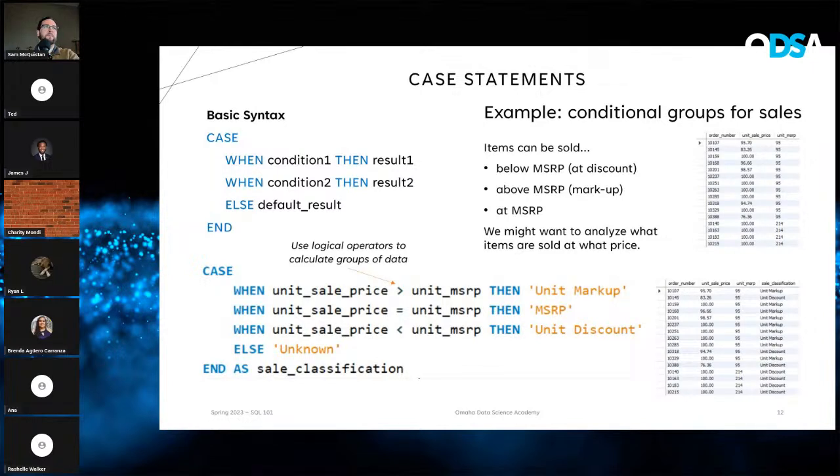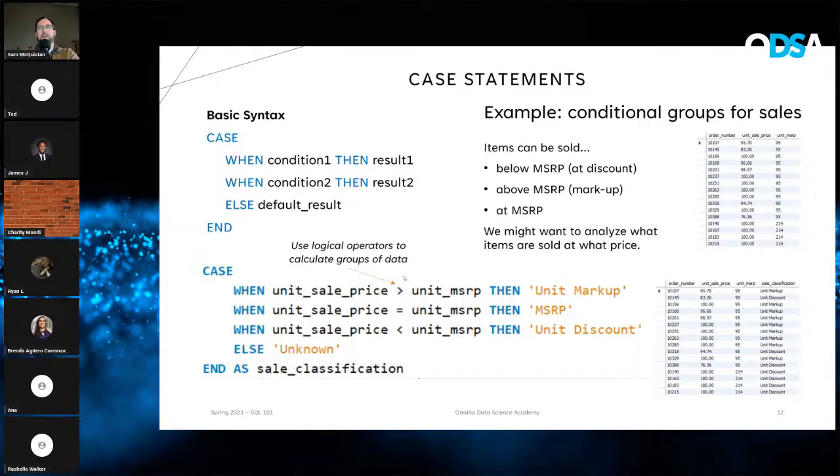But the answer to this is we would want to use the logical operators to calculate what the groups of data are. And the challenge here is making sure that we don't have overlap. Because the way that a case statement behaves by default is it goes line by line, and then we'll assign the first case that it matches with that particular row.